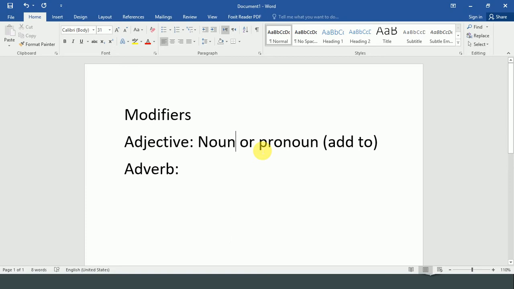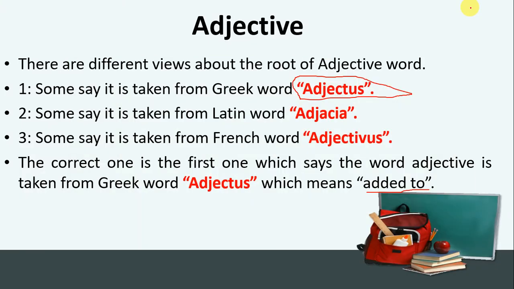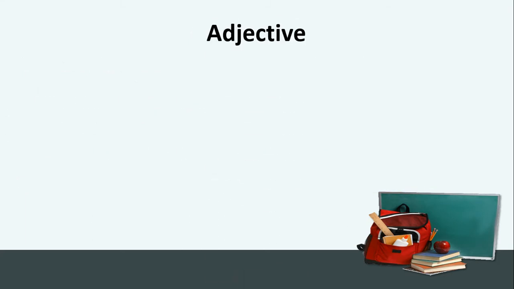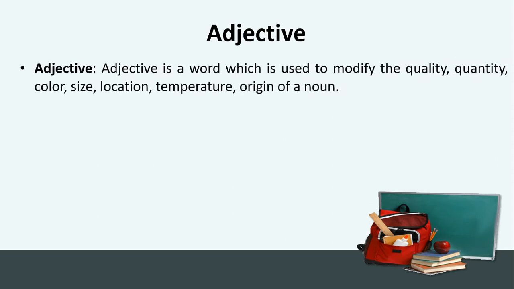So an adjective is a word which adds meaning to a noun or pronoun, which adds something to a noun or pronoun. This was the literal definition, literally what adjective means. Now let's talk about the explanatory definition of adjective. We say an adjective is a word which is used to modify the quality, quantity, color, size, location, temperature, origin of a noun.